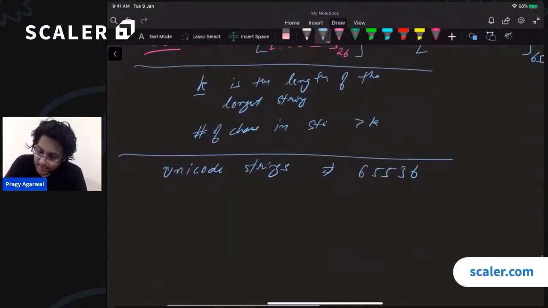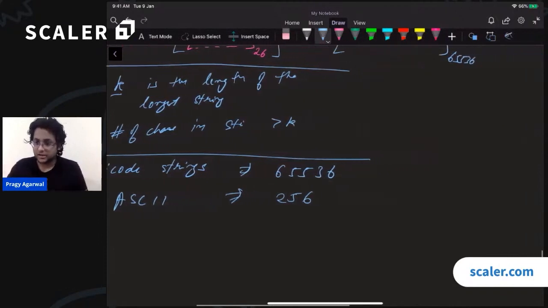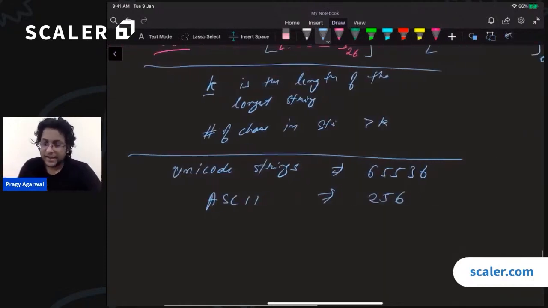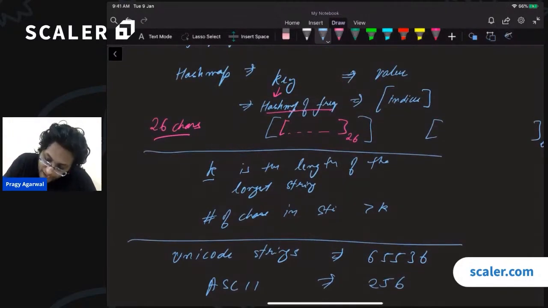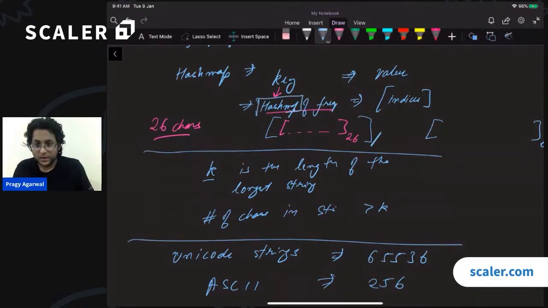ASCII has 256 characters. Unicode is much larger. ASCII only has some English letters, some mathematical symbols, some accented letters, and some box drawing characters. But Unicode has many more letters. So this is not going to work, which is why we said let us not keep an array. Instead, let us keep a hash map of the frequencies. But once again, if we keep the hash map, then things will get tricky because hash maps are generally not usable as keys.